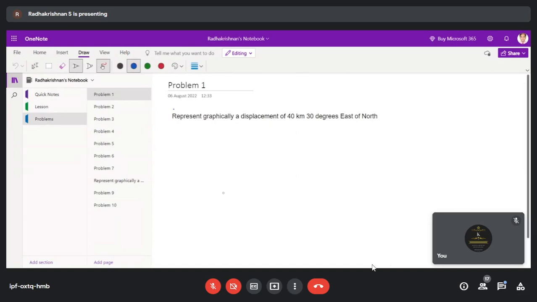No. So there is a problem. Represent graphically a displacement of 40 kilometers, 30 degrees east of north. How can we draw this? So we have to take the origin. The distance is given as 40 kilometers and the direction is given as 30 degrees east of north.